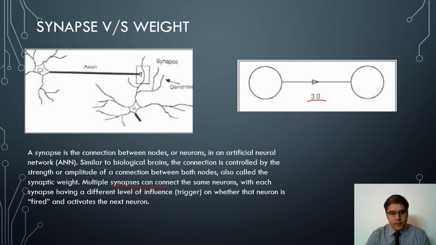Multiple synapses can connect the same neurons, with each synapse having a different level of influence on whether that neuron is fired and activates the next neuron. So within these two, there can be multiple synapses, each having a different weight, and that will decide whether or not to fire specific output to the second neuron.